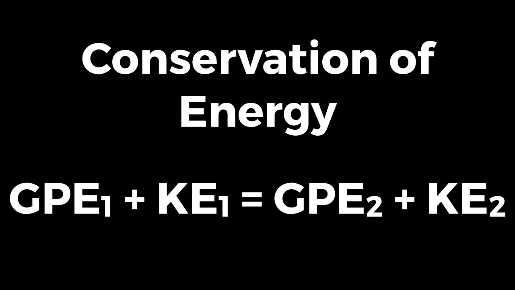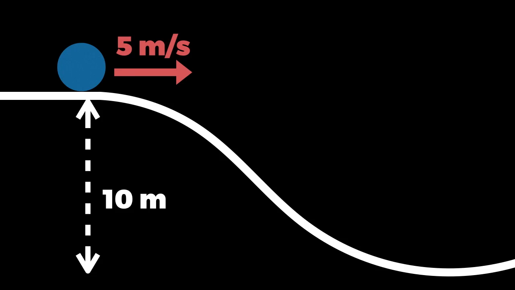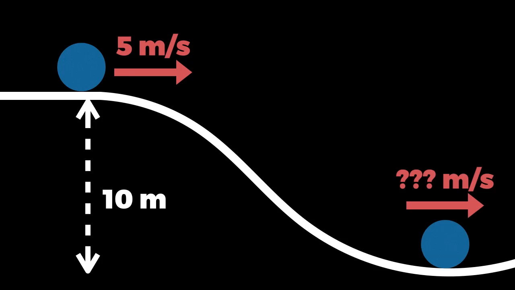Here's an example. Suppose we had a ball at the top of a hill, and this ball is rolling at a speed of 5 meters per second. We also know that the height of the hill from top to bottom is 10 meters. Now, if we let the ball roll all the way to the bottom of the hill, it'll be moving at a certain speed. What is that speed, given that the height of the hill is 10 meters and its initial speed is 5 meters per second? Well, we can easily calculate the speed of the ball when it's rolling at the bottom of the hill using the law of conservation of energy and the formulas that we previously discussed for finding gravitational potential energy and kinetic energy.